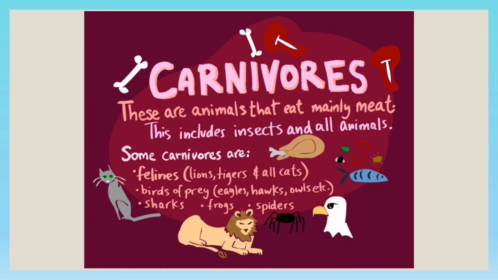What are the different types of consumers? First, we have carnivores. So these are animals that eat mainly meat. This includes insects and all animals. So examples of these carnivores are the felines. So when we say felines, they are the lions, tigers, and all cats. Birds of prey. We have the eagles, hawks, owls, and many more types of birds. Sharks, frogs, spiders.